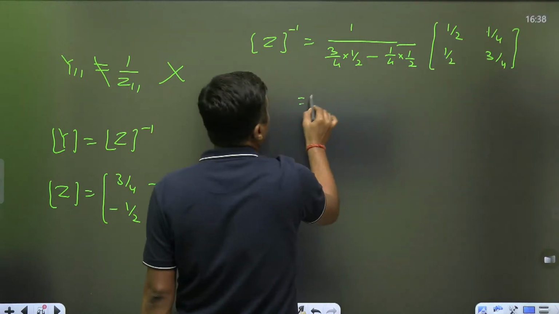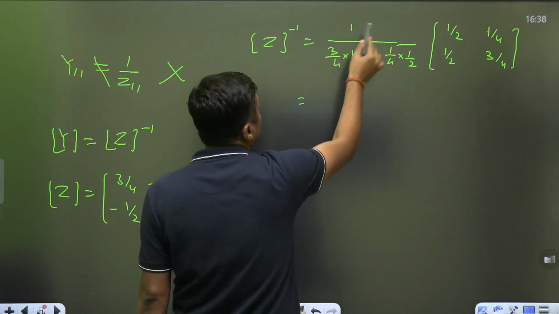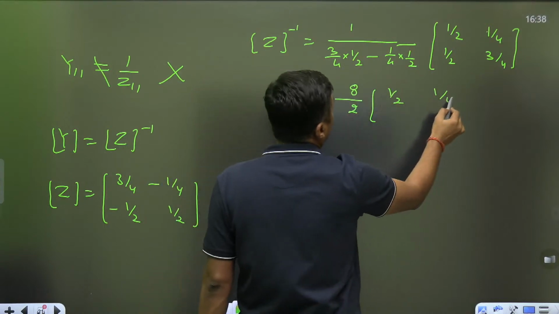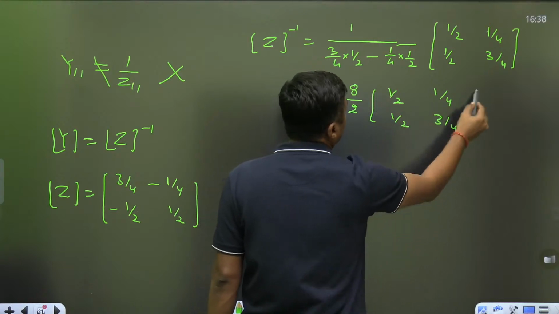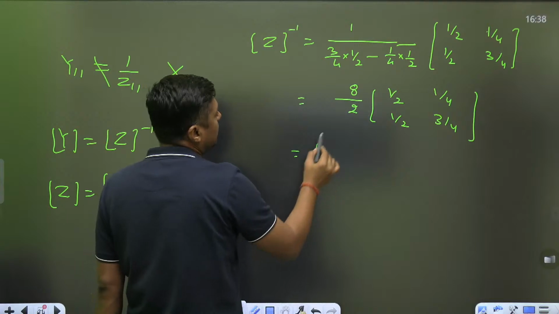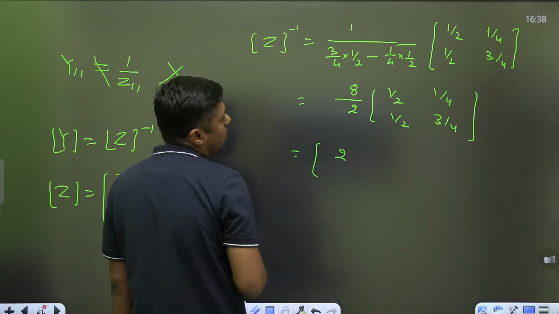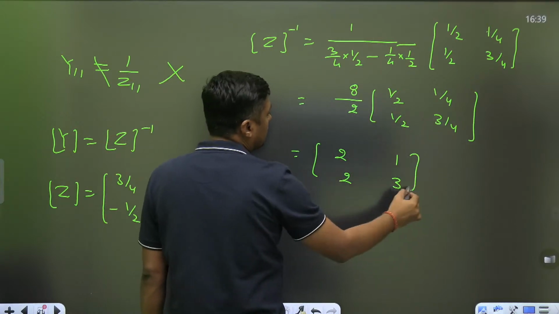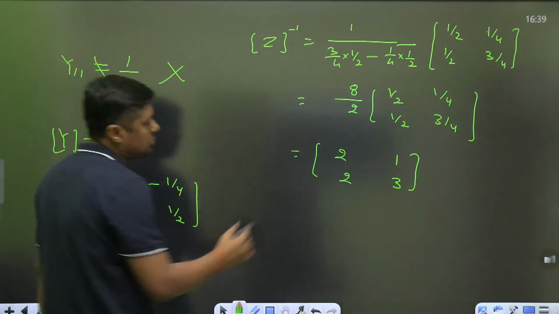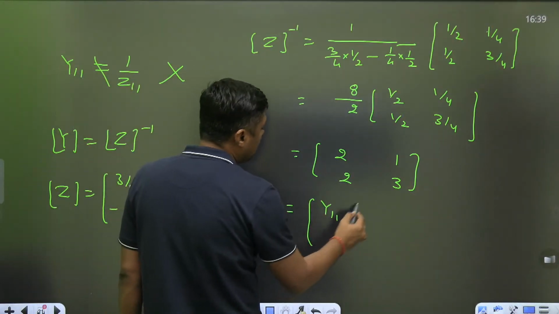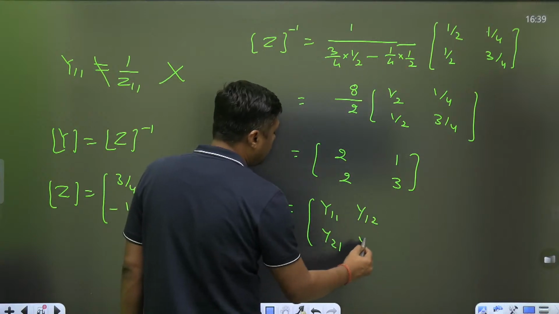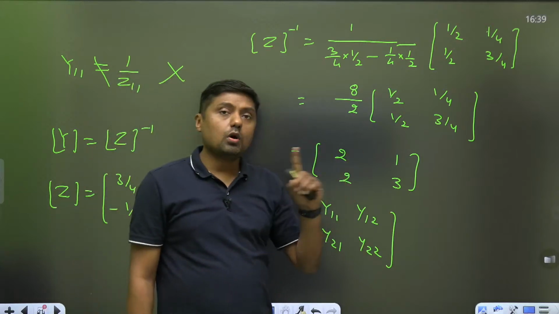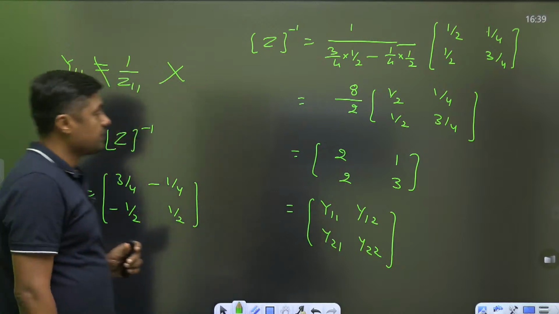Here you will get 3 by 8 minus 1 by 8, that is 2 by 8. Then the adjoint 1 by 2, 1 by 4, 1 by 2, 3 by 4, multiplied by 4, becomes 2, 1, 2, 3. What is required here is y12, from the matrix y11, y12, y21 and y22. The answer is y12 is 1 Siemens.